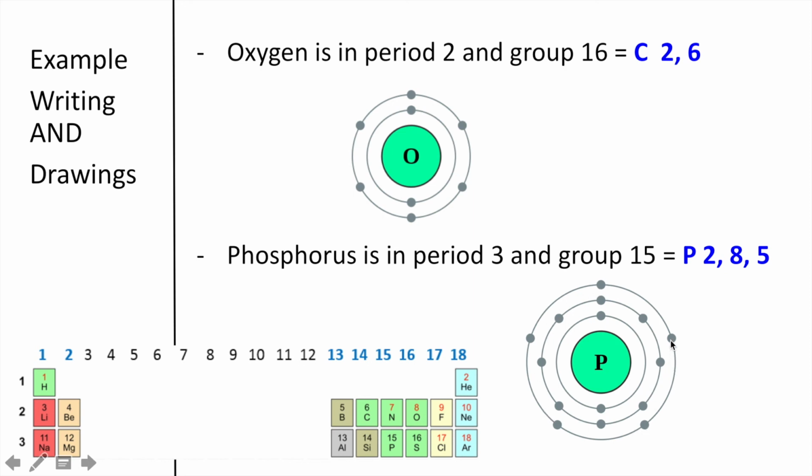So everything looks good. And if we wanted to just check to make sure that we had the correct number of electrons total, and remember that phosphorus has an atomic number of 15, we should have 15 electrons. So that's 2 plus 8 plus 5, and that is 15 electrons. So here are your answers for the electron configuration written and drawn for both oxygen and phosphorus.